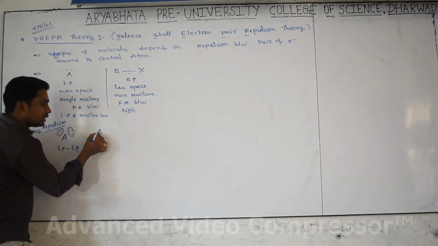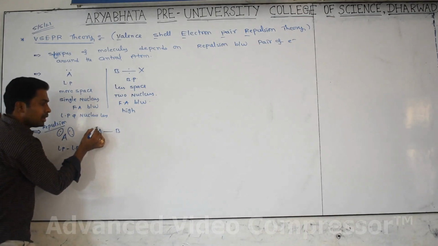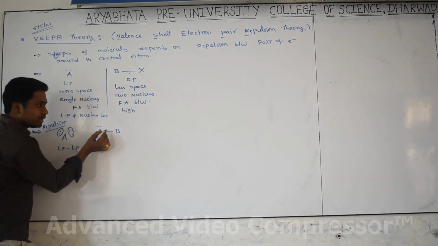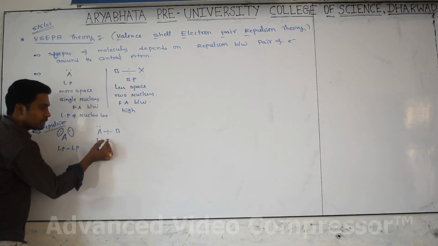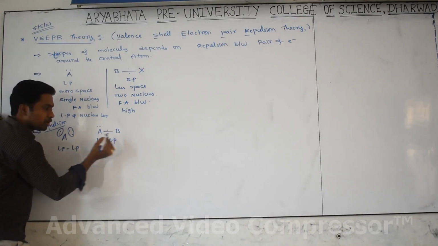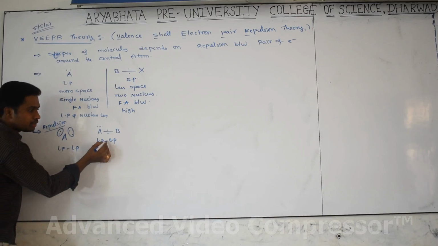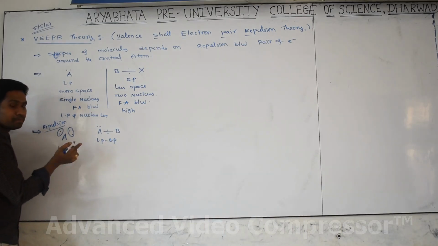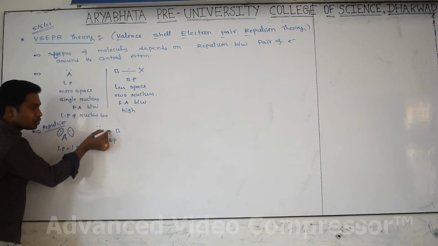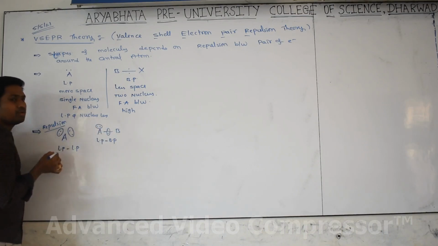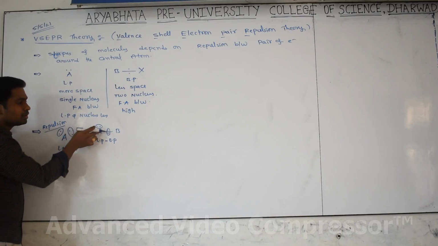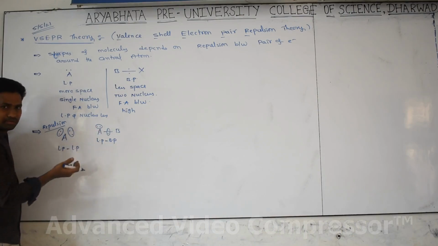Now I will tell: A bonded with B. On A we have a pair, and in between A and B we have a pair. So on A it is a lone pair, and in between is called a bond pair. Now, is the repulsion between lone pair and bond pair more or less than between lone pairs? Here repulsion will be less. Why? The bond pair is already stabilized in the bond, and the lone pair is still not involved in a bond. That's why the repulsion between them will be relatively less.